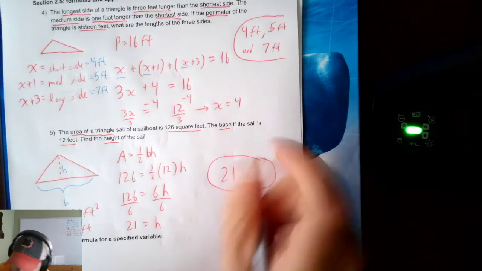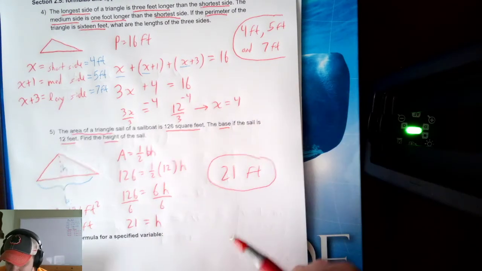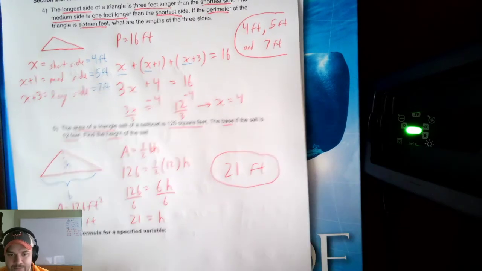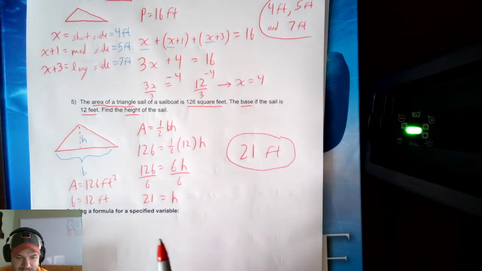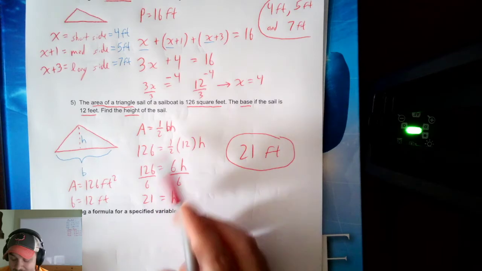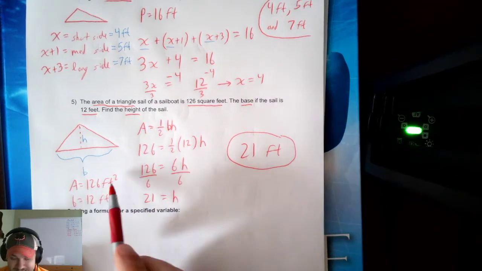How did I know it was feet? Well, we're measuring a height, and the question gave us feet as the dimension, right? So I'll keep the units as feet. So I found the height of the sail for my sailboat. Notice we had to use the formula here. Once again, we had to use the formula for the triangle, and then what we knew about said triangle.